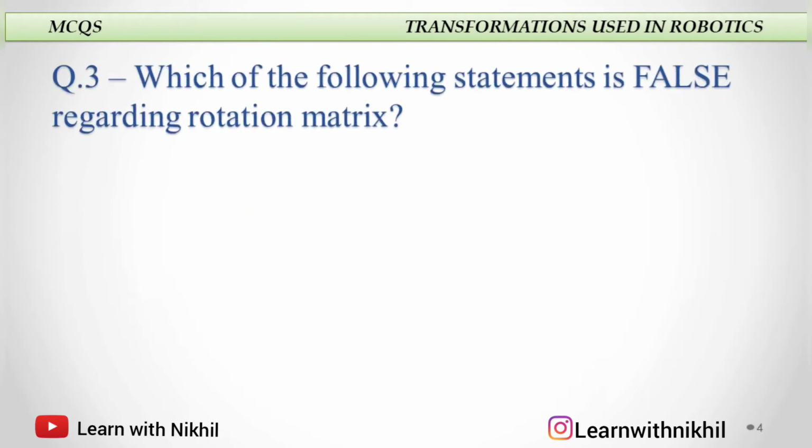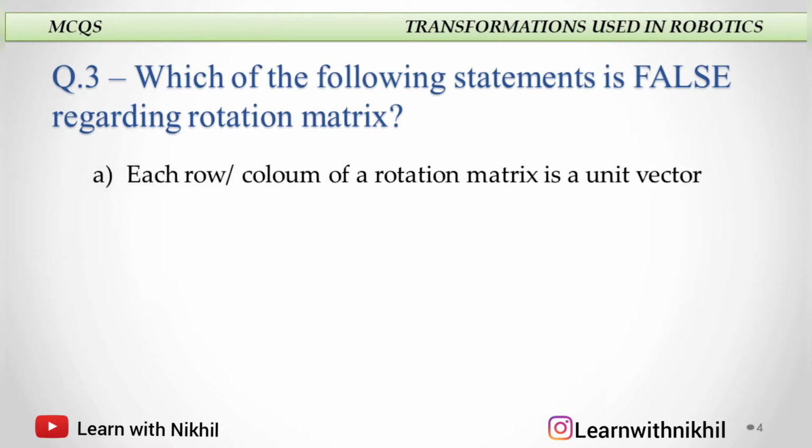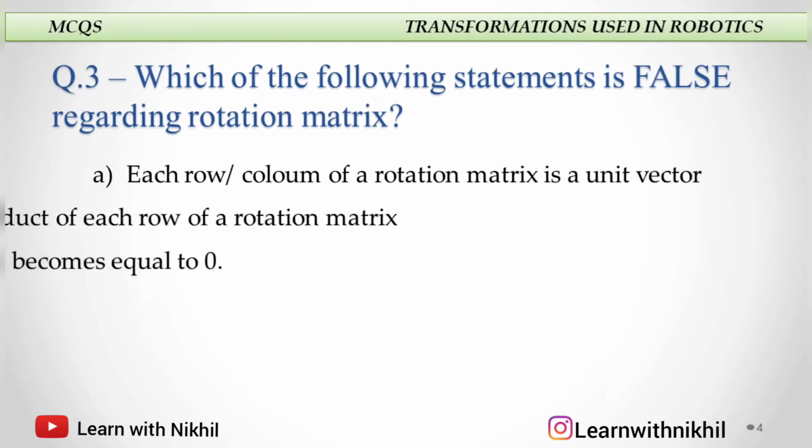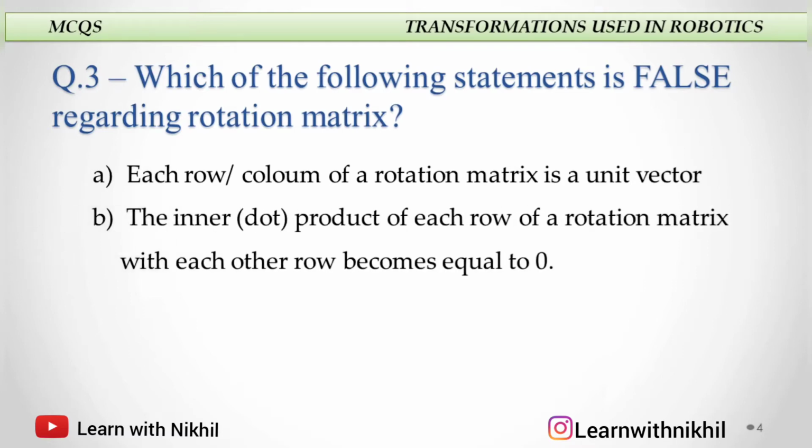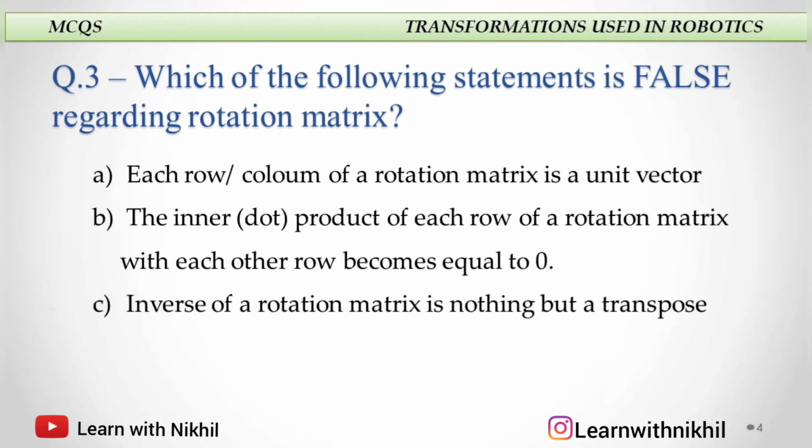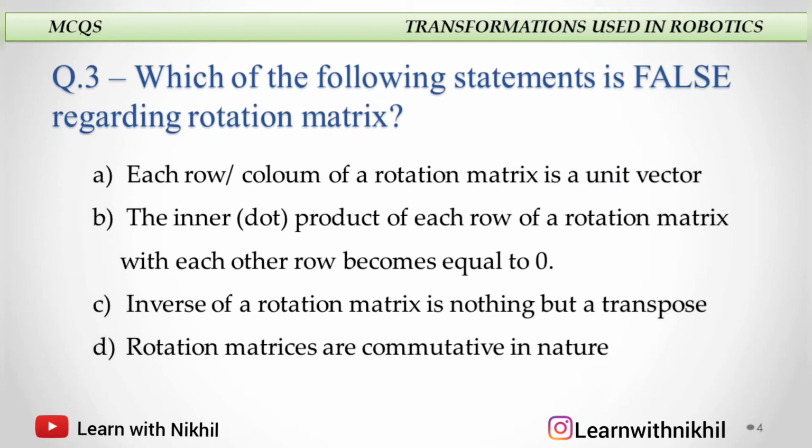Next, which of the following statements is false regarding rotation matrix? Each row or column of a rotation matrix is a unit vector. The inner dot product of each row of a rotation matrix with each other row becomes equal to 0. Inverse of a rotation matrix is nothing but a transpose, or rotation matrices are commutative in nature. So, this is a statement which is false. Rotation matrices are commutative in nature.